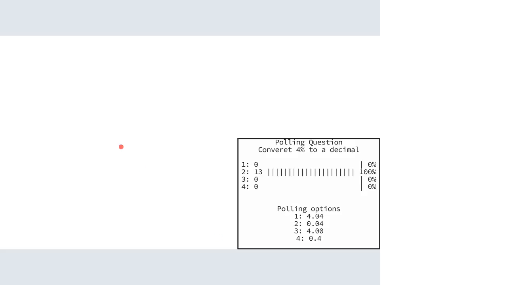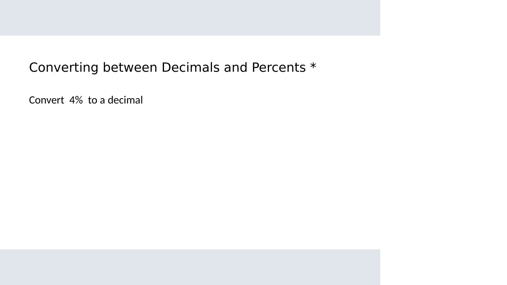All right, let's see where we are. Awesome, unanimous. Nobody fell for the obvious hurdle in this one. The hurdle in this one is that you might just sort of casually go 0.4 because it's 4%, but keep in mind that would be 40%, and we don't want that here.